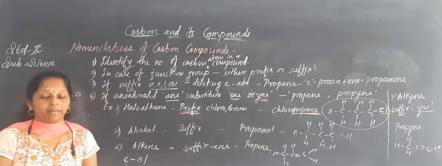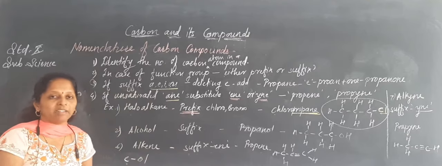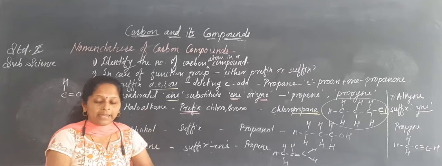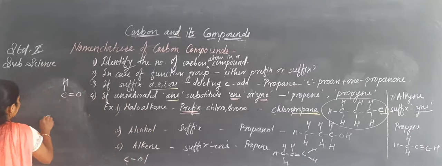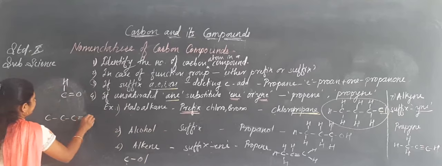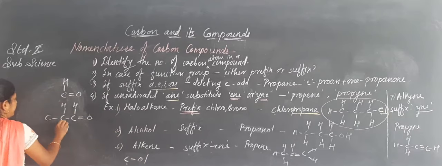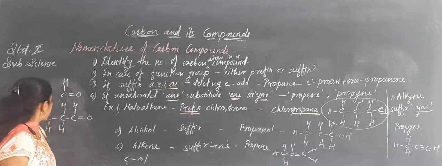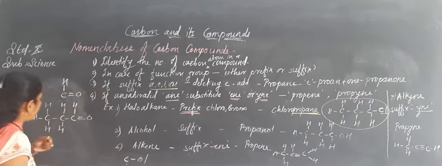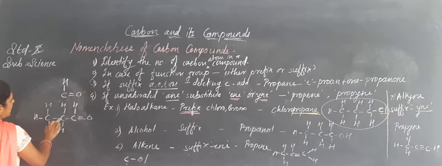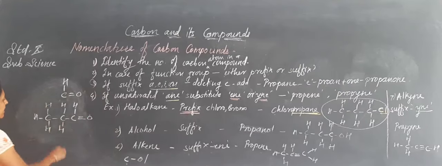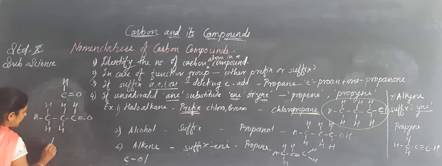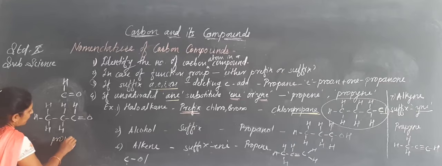So find out the number of carbon atoms, how many there are. Here an example is given in the table where the suffix AL is used. Whenever there is an aldehyde group, here is one example. In this example you observe 1, 2, 3. How many carbon atoms are there in this compound? Here, 3 carbon atoms are there. So first of all, you should identify it as propane.